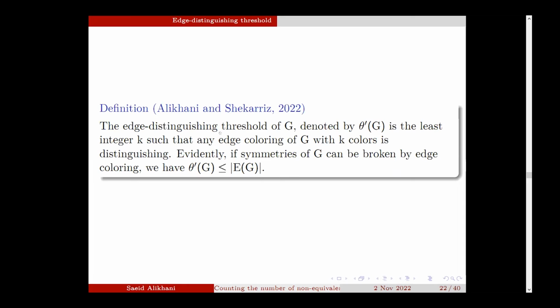And recently, we defined the edge distinguishing threshold of G, and we denoted this parameter by theta prime of G. Obviously, this is the least number k such that any edge coloring of the graph with k colors is distinguishing. And if the symmetries of G can be broken by edge coloring, then this edge distinguishing threshold of G is obviously less than or equal to the size of G.